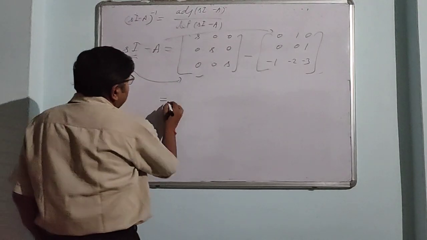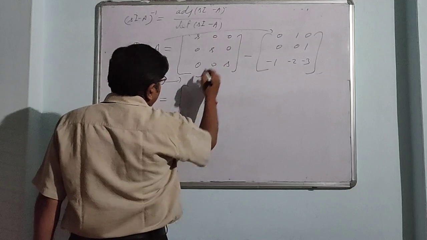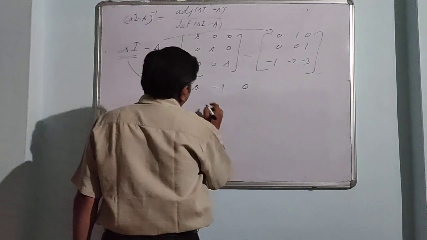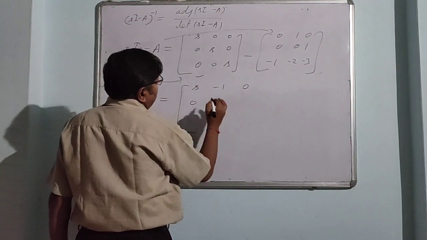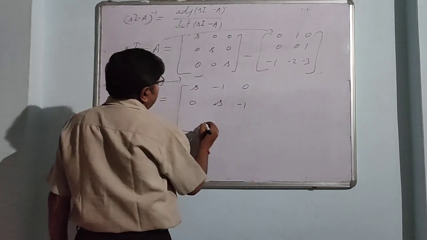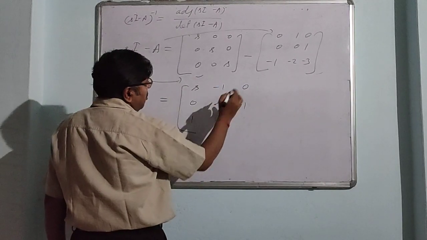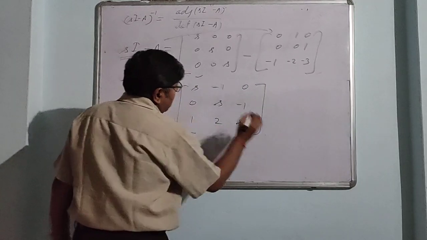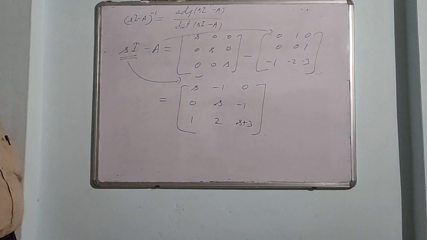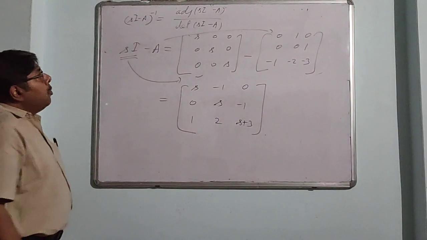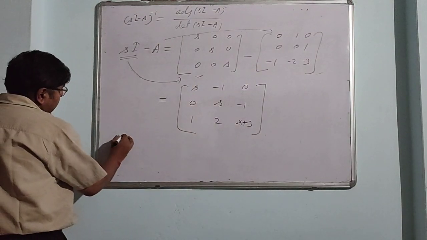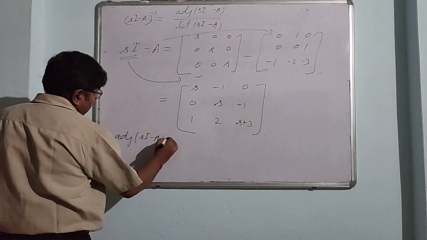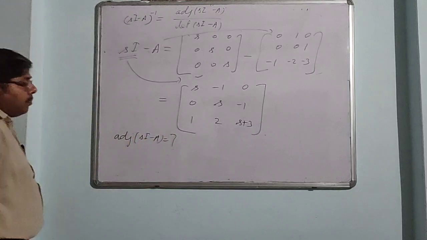So after calculation you can find out this value. S minus 0, that is S, 0 minus 1, that is minus 1, 0 minus 0, 0, 0, S, 0 minus 1, that is minus 1, 0 minus 1, that is 1, 0 minus 2, that is 2, S minus 3 and S plus 3. So this is the SI minus A matrix. Now you have to find out adjoint of this. So the major part is to first calculate adjoint of this.